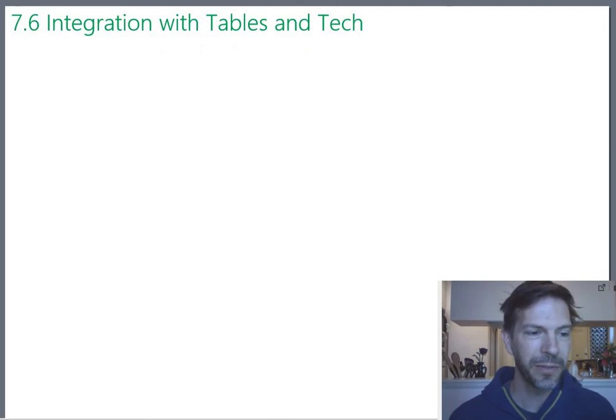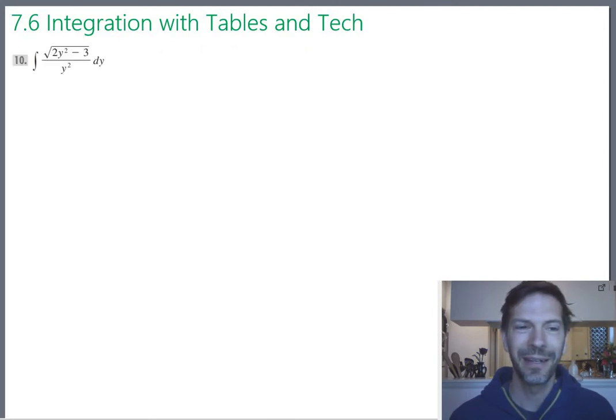So what I want you to do instead is learn how to use technology solutions. Because if you're not going to work an integral by hand yourself, that's how you should be doing the integral, with some sort of technology solution. This is an example from the homework, and it doesn't look bad, but it turns out it's not easy to do by hand.